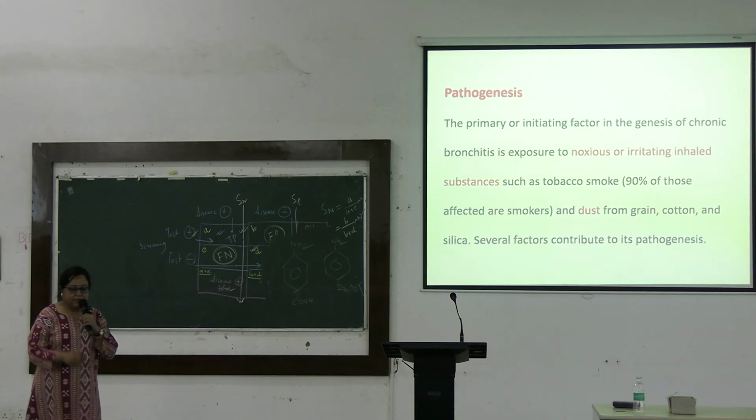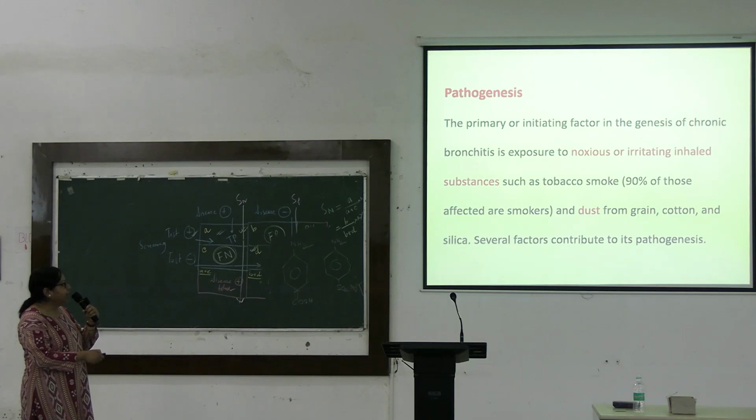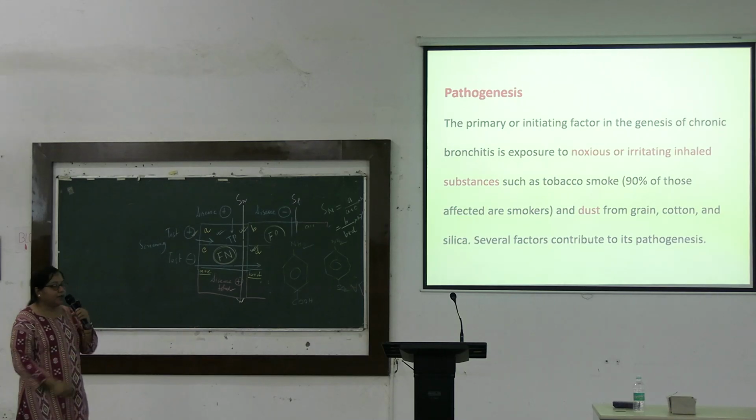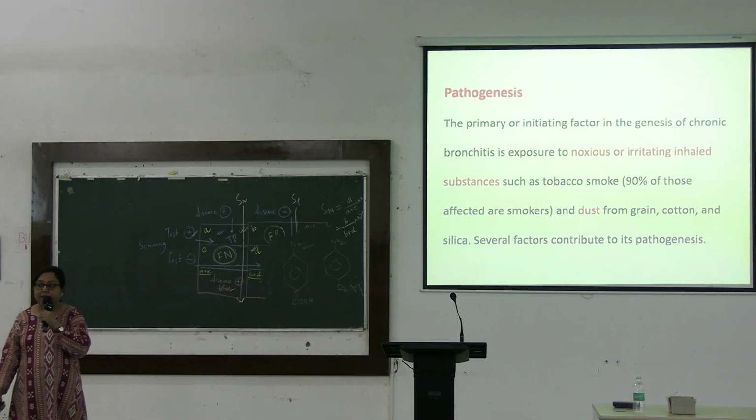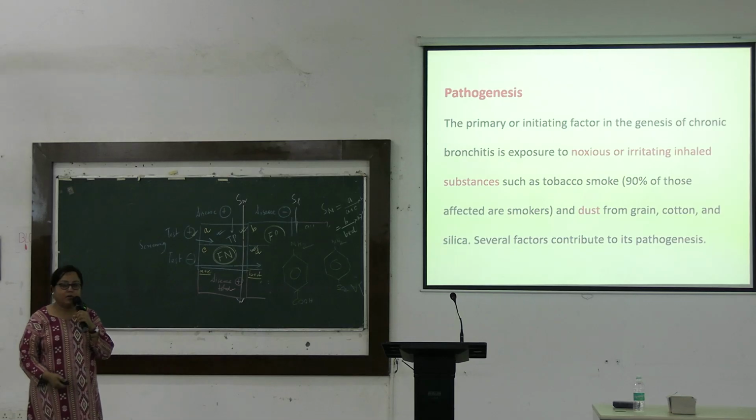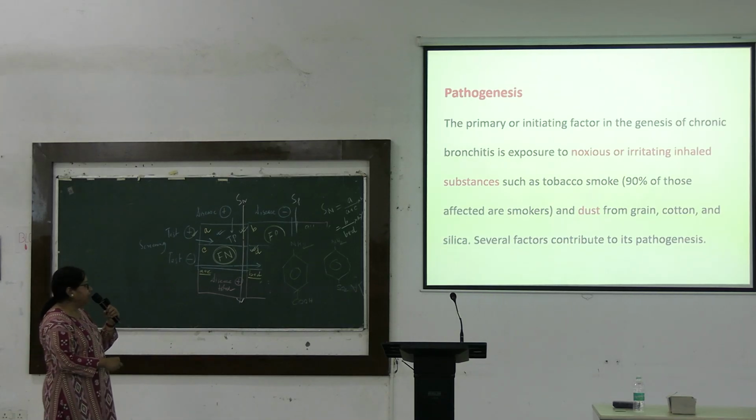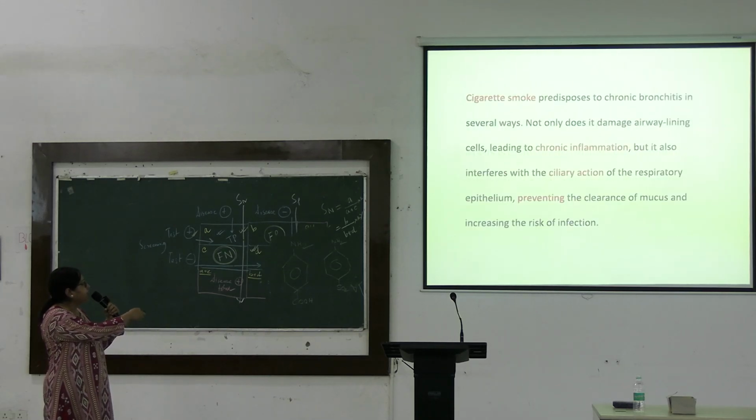So what is the pathogenesis? Here also cigarette smoking or noxious or irritant inhaled substances can cause irritation in the respiratory tract, like tobacco smoke, dust from grain, cotton, silica. So all this will cause bronchitis.